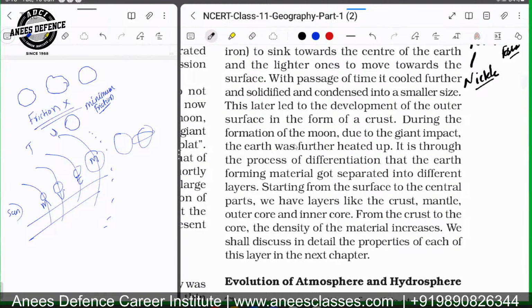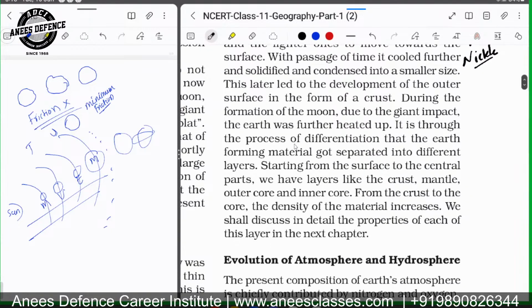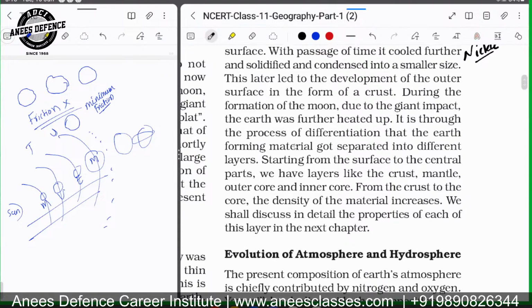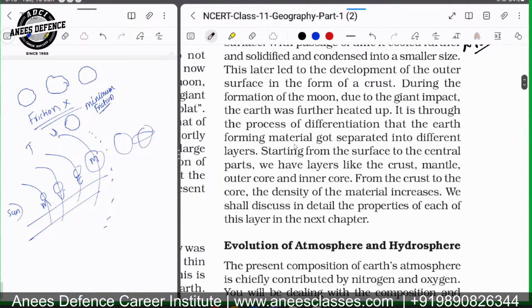During the formation of the moon, due to a giant impact, the earth was further heated up. It is through the process of differentiation that the earth forming materials got separated into different layers. So you have different layers like crust, mantle, and core. This is due to the differential heating or the differential densities.